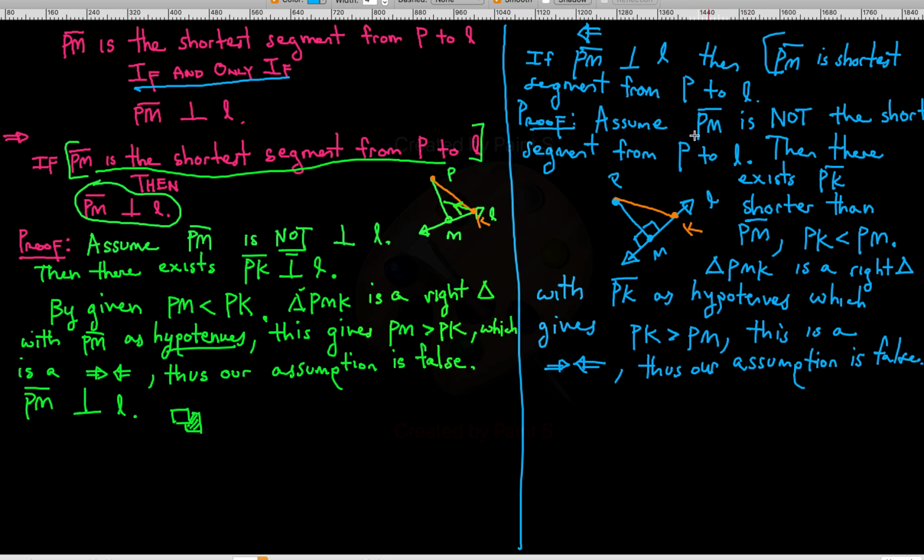The assumption is that PM is not the shortest, right? Just to conclude with what we wanted to prove. We wanted to prove that PM is the shortest. So we say our assumption is false. PM is the shortest segment from P to line L. And again, you could put some little flair here to prove your statement, and you're done.